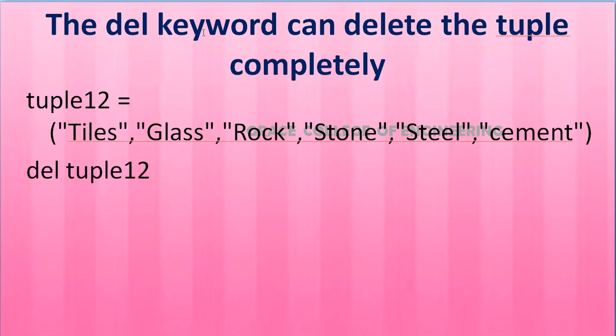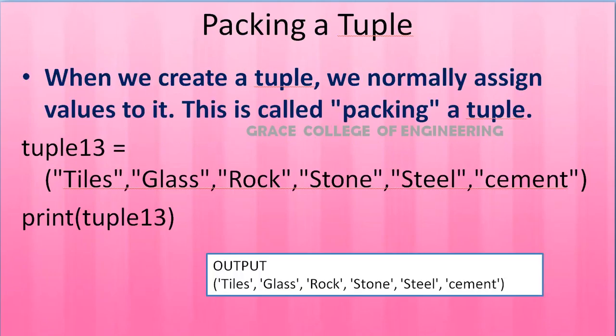Then the del keyword can delete the tuple completely. If you want to delete the tuple completely, you can use this del function. So a tuple is created with the variable name tuple 12. Then del tuple 12 means it will be fully deleted.